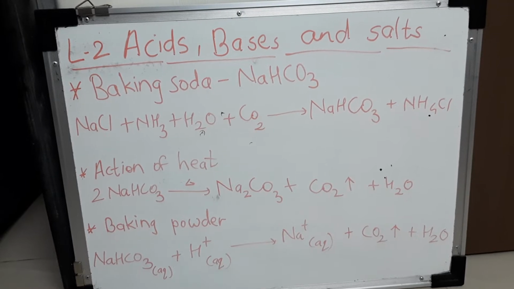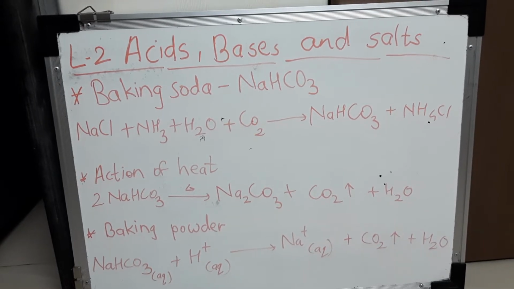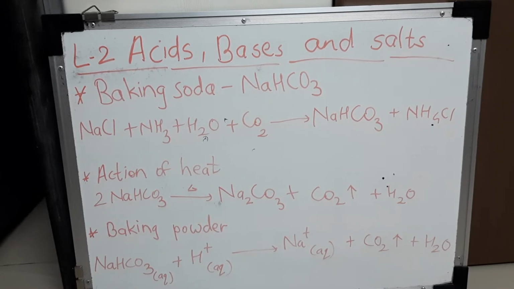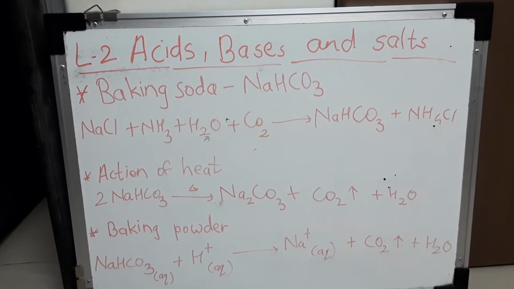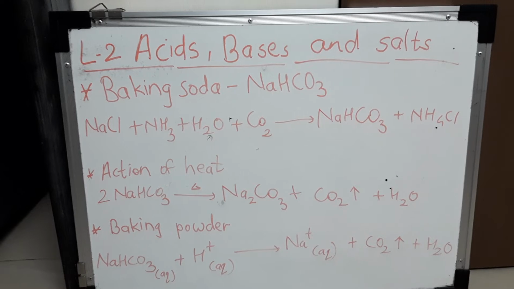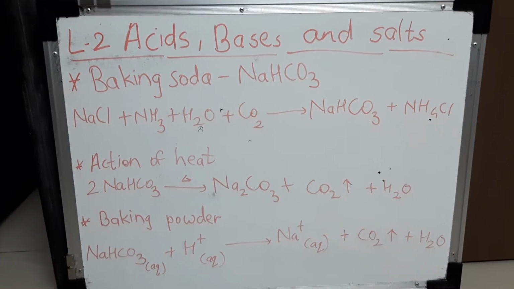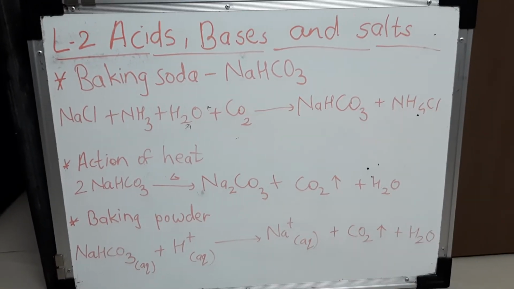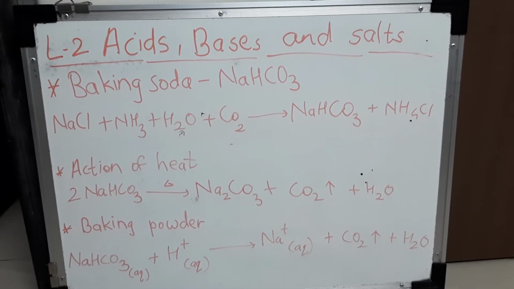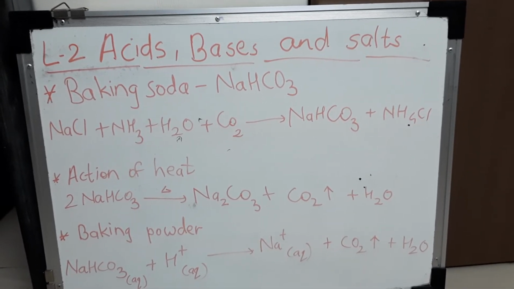Our second industrially important product is baking soda, sodium bicarbonate or sodium hydrogen carbonate. Sodium hydrogen carbonate is produced on a large scale by reacting a cold and concentrated solution of sodium chloride, which is called brine, with ammonia and carbon dioxide. So in this reaction you can see NaCl, that is brine, plus ammonia plus H2O plus CO2. We are getting sodium bicarbonate, that is baking soda, and ammonium chloride is a byproduct.